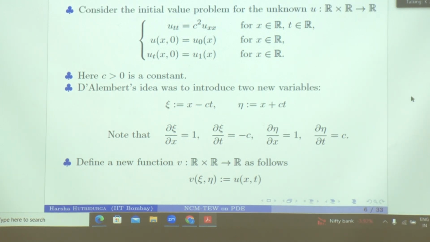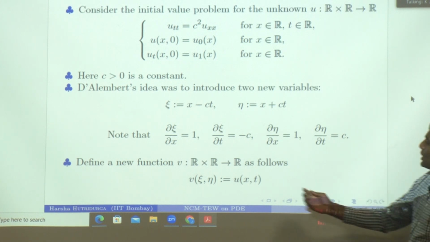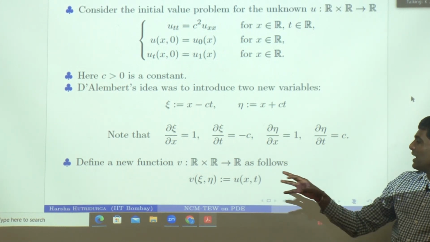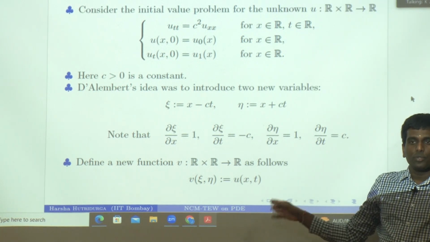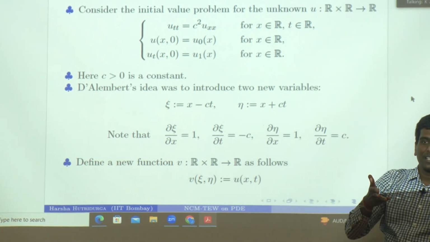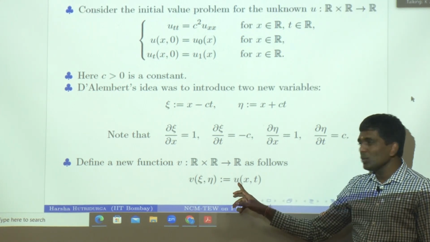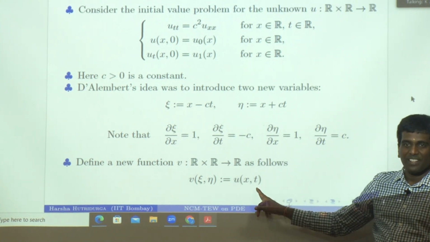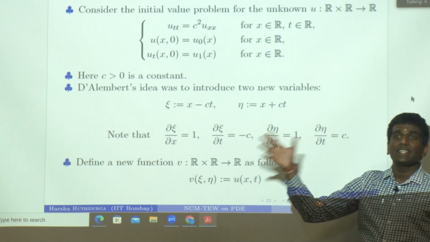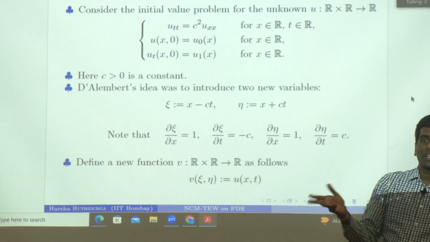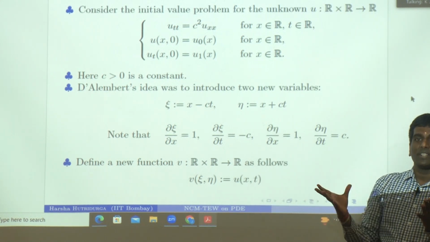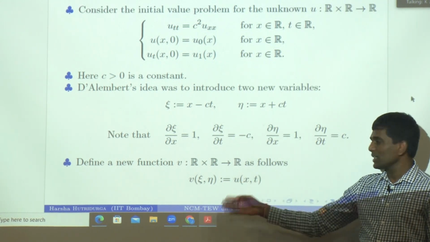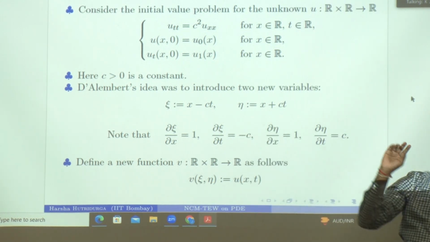Now the essential idea is you have got this xt plane and psi eta plane. In the xt plane you have got this function u which solves the wave equation. Now if v and u are related like this, if u solves the wave equation in the xt plane, what does v solve in the psi eta plane? That is what we are going to find out. If u solves the wave equation in the xt plane, that is equivalent to saying v solves some other equation in the psi eta plane.